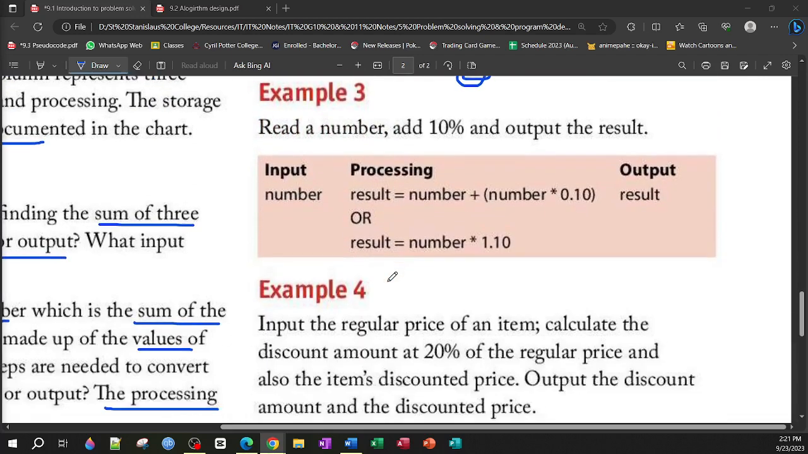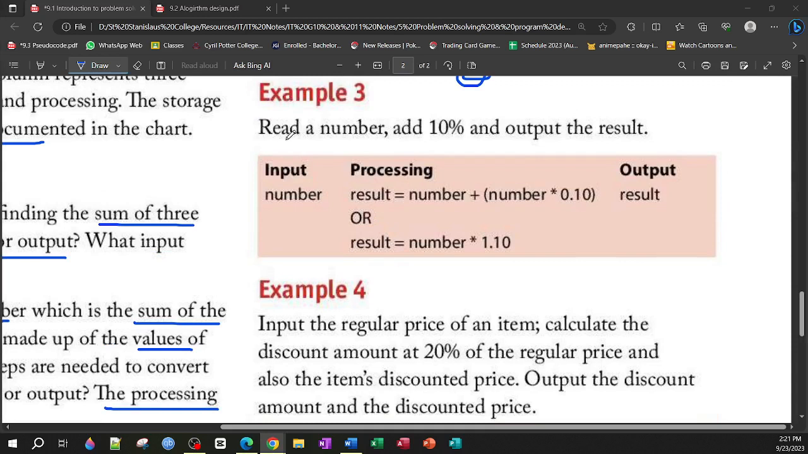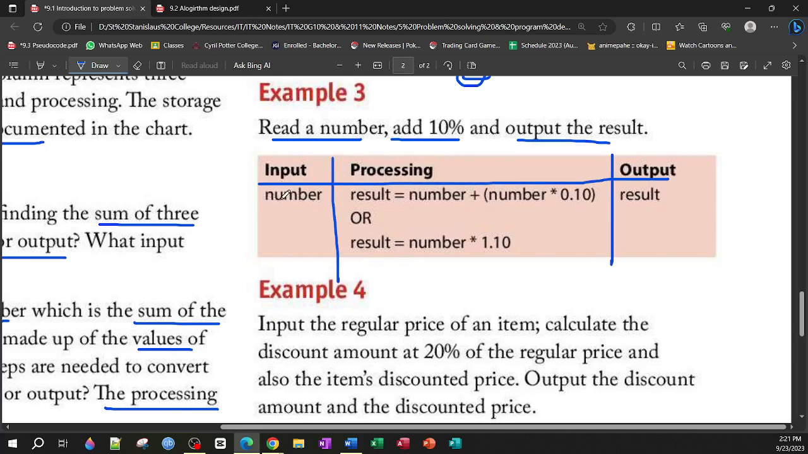Yes, sir. Okay. The third example, we're going to read a number, so it's going to be a random number, add 10% to that number, and then output the results. So we take a number, add 10%. You can think about it like if we have to add 10% to a price of an item. So we input a number, any random number, and the processing, what are we going to calculate? What are we going to do?